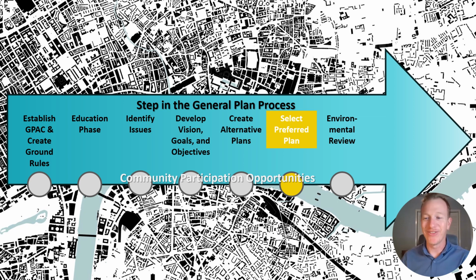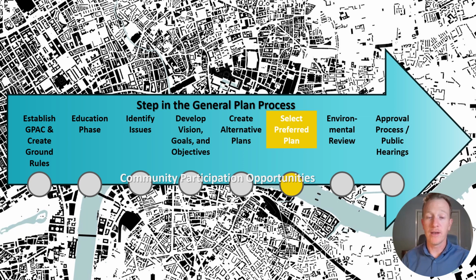Then in California, we can't forget the environmental review process. That typically would happen after you've created your scenarios and your preferred plan. And then you have the approval process with public hearings. You would see multiple times, whether it's in front of the Planning Commission or the City Council, when the public could be involved.